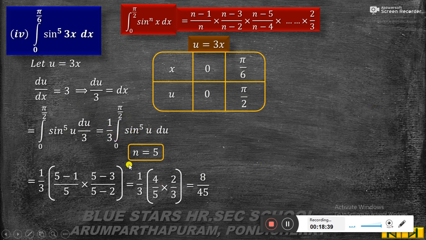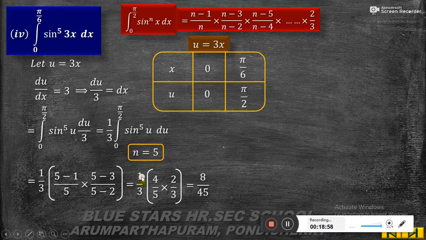So next n equal to 5. N equal to 5 means it is an odd number. So for an odd number this is the formula: 5 minus 1 by 5, 5 minus 3 by 5 minus 2. After that 5 minus 5, which means it is 0. So before 0 you stop. 0 is not taken, so you stop up to this.